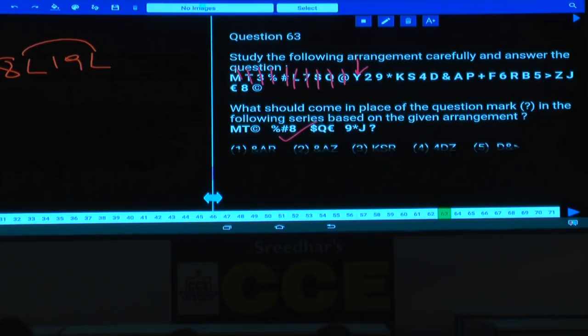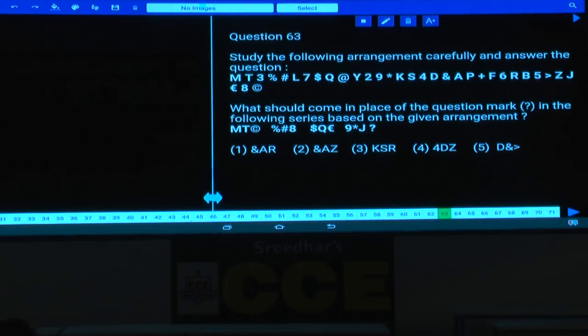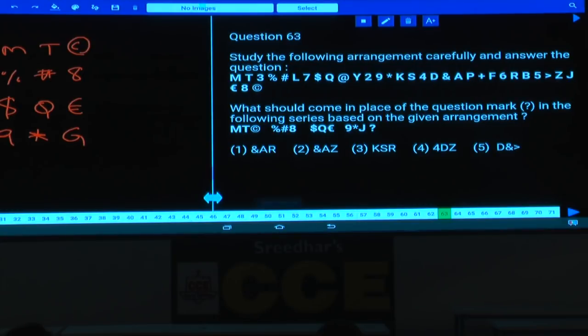Then question number 63. Now in question number 63, what should come in place of the question mark? M, T and copyright. And tell me what is the answer here? Percentage and hash and 8. And what is the next one here? Dollar and Q and pound, and 9, star and G. Then 9, star and J. Then tell me what is the logic here?